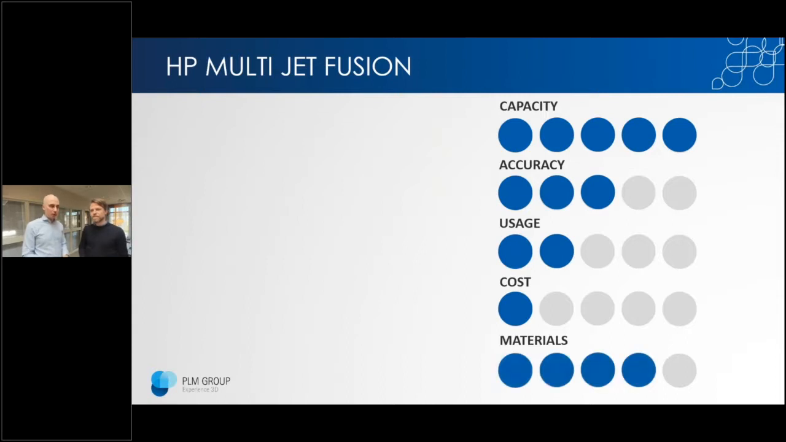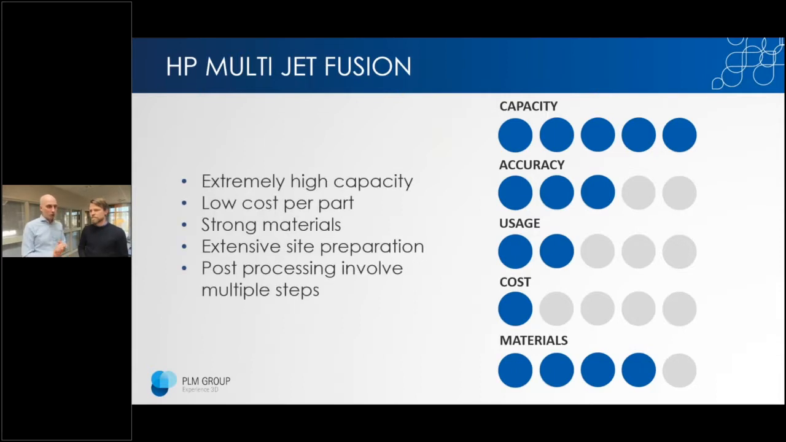Material properties are also really good. There are already a few materials out there, like the nylon materials, PA12 with glass beads, PA11, but there are many more materials to come for this machine. So to sum up, the HP MULTIJET fusion has extremely high capacity and low cost per part, which makes it very suitable for production, obviously.